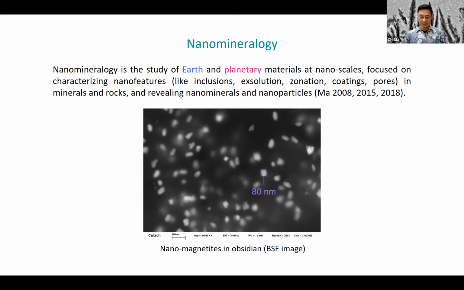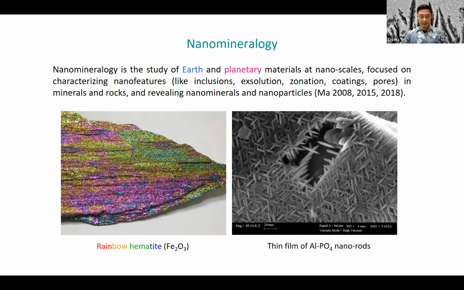Here comes one example. Why is obsidian black? Because most obsidians contain nano-inclusions of magnetite. This is another example, rainbow hematite. Rainbow hematite has a thin film covering the surface of hematite crystals. The thin film consists of aluminum phosphate nanorods. So the rainbow color is due to thin film interference.